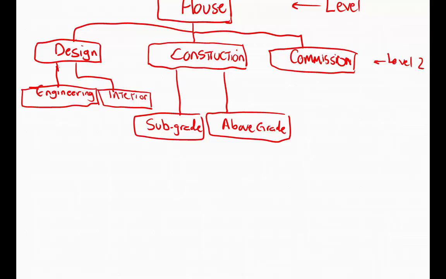Now, over to commissioning, we can assume that there's electrical and then there's plumbing. We have to build the plumbing and get it working, and same with the electrical. So we can break down commissioning into two sub-deliverables.